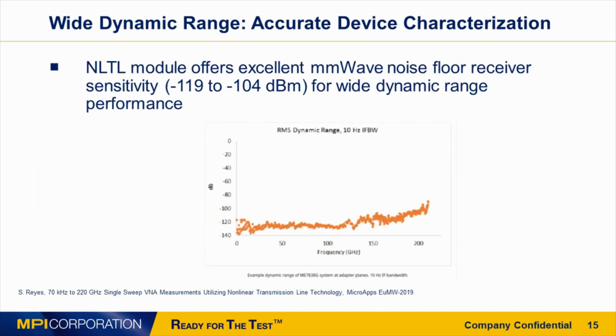The non-linear transmission line modules offer excellent millimeter wave noise floor and receiver sensitivity from -119 to -104 dBm for wide dynamic range performance. This wide dynamic range is an extremely important parameter for us, specifically for wafer-level characterization of modern transistors. Because these devices are extremely small, they are very sensitive to the input power level. To characterize them accurately and not overload them, we have to use an input signal level starting from -30 dBm or even smaller. In this case, the system dynamic range becomes very important, and a wide dynamic range can provide us high measurement accuracy even at the very high frequency ranges.